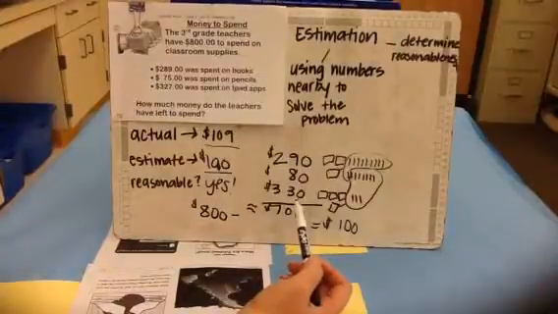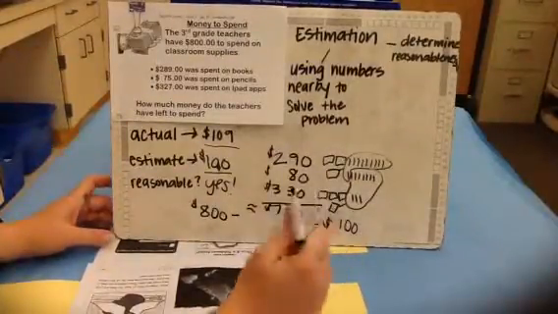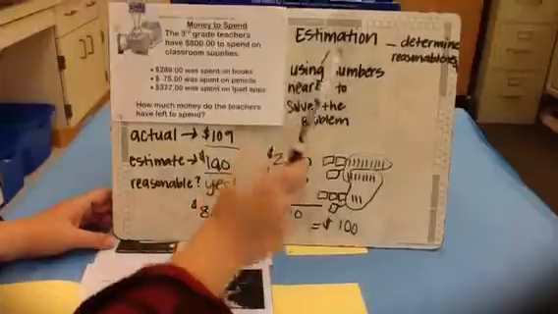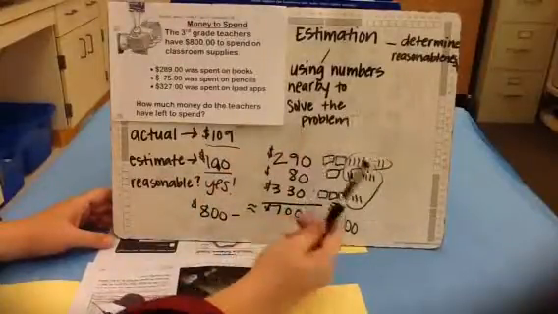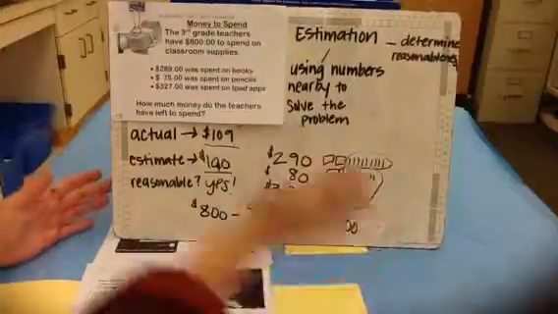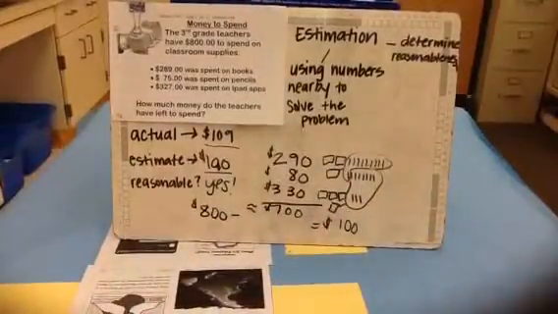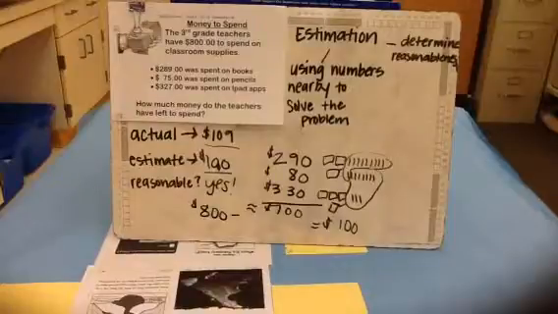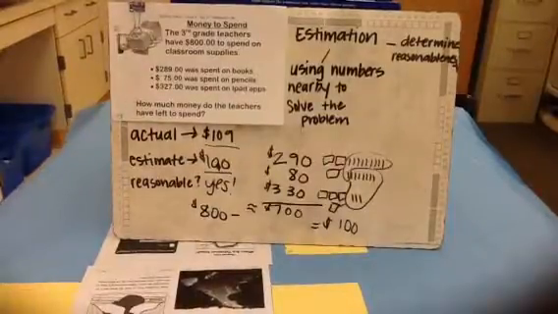So for your homework tonight, you need to use the strategy of rounding to estimate your actual answer. Is it reasonable, the actual answer, by estimating? So use that strategy, and then tomorrow we will be learning about some different strategies that you can use for estimation.